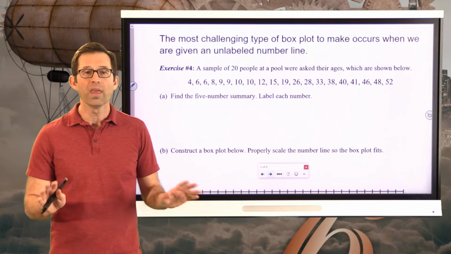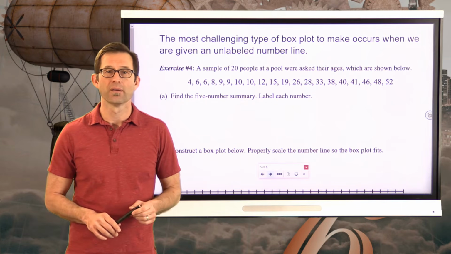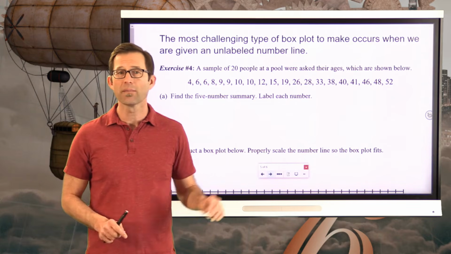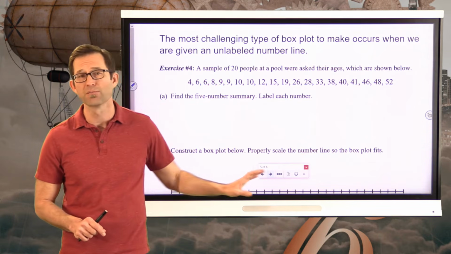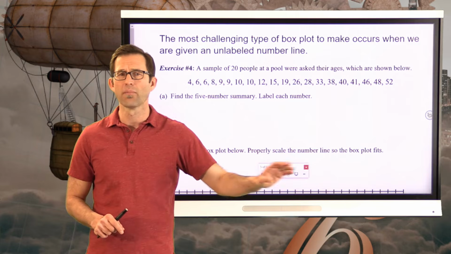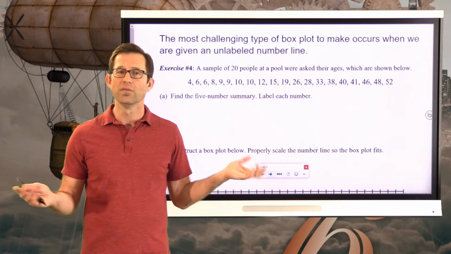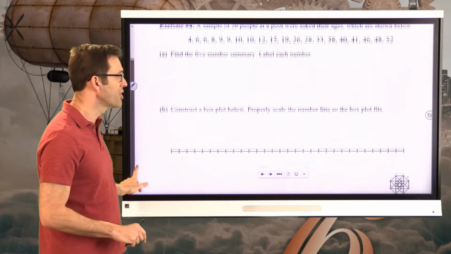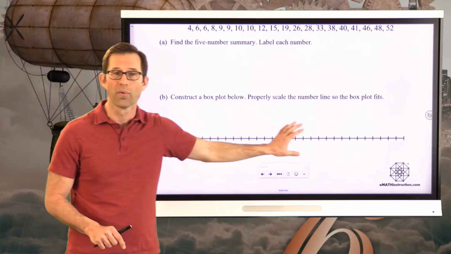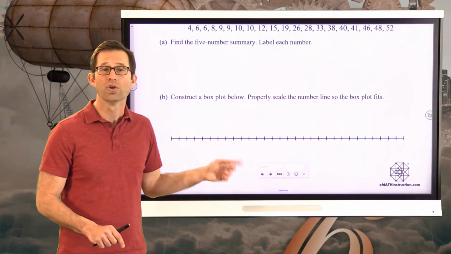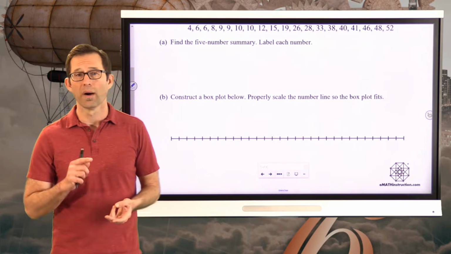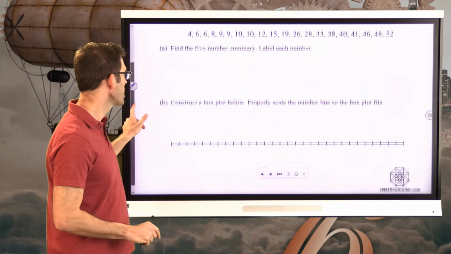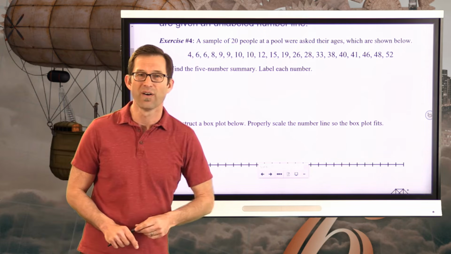The most challenging type of box plot to make occurs when we're given an unlabeled number line. In other words, last time you had to find the 5-number summary, and then I gave you this beautiful number line that had all these numbers labeled on it, and you just had to plot them. Worst case scenario is that you're given a completely unlabeled number line. So you have to figure out, should this number line go by 1s, should it go by 2s, etc. And we'll get to that question in a moment. But the first thing I'd like to take a look at is finding the 5-number summary.